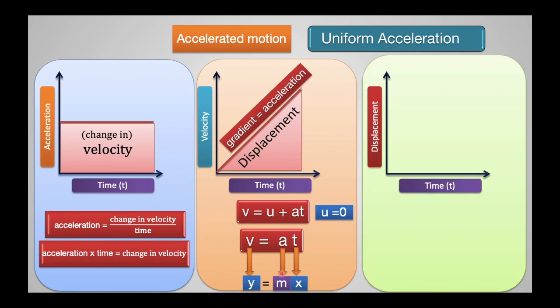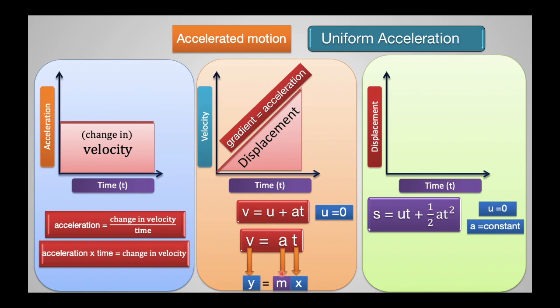Now I'm going to plot how the displacement of a body in accelerated motion varies with time. First of all, I need an equation. I need to know will it be a straight line or curve. The relation connecting displacement and time is s equal to ut plus half at square. So the equation simplifies to this relation: s is directly proportional to t square. s is not proportional to t, it's proportional to t square.